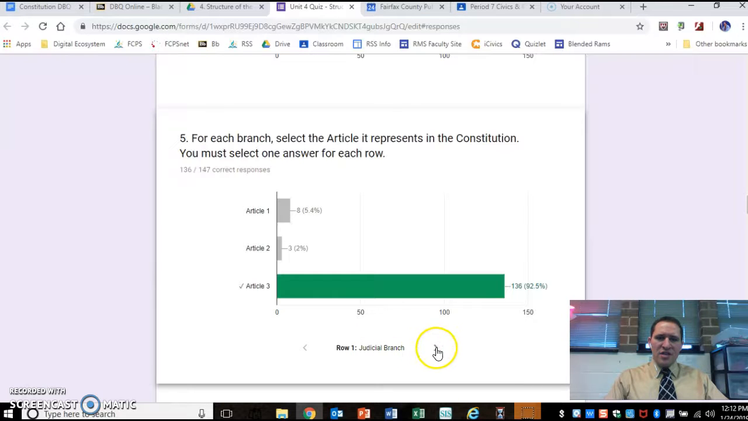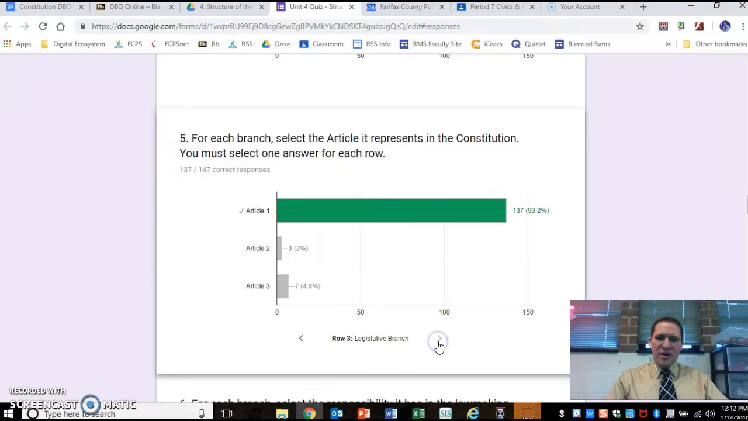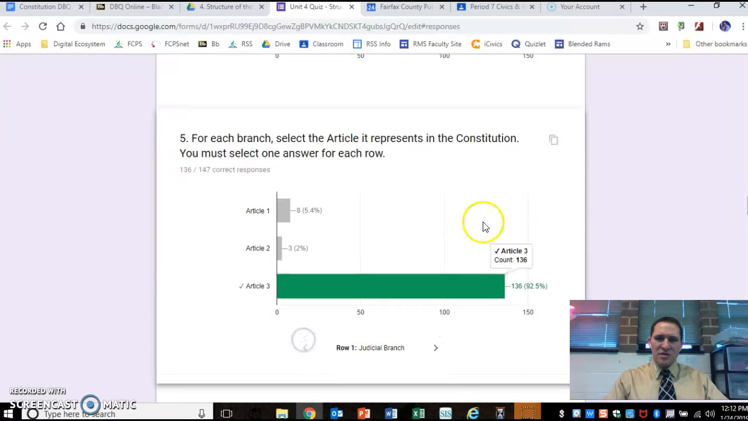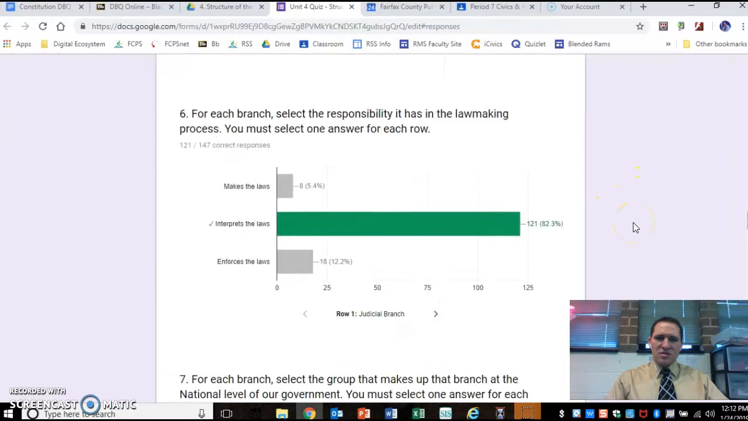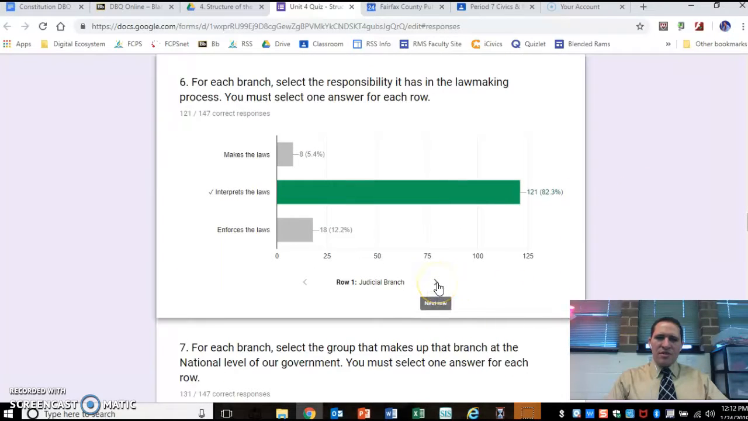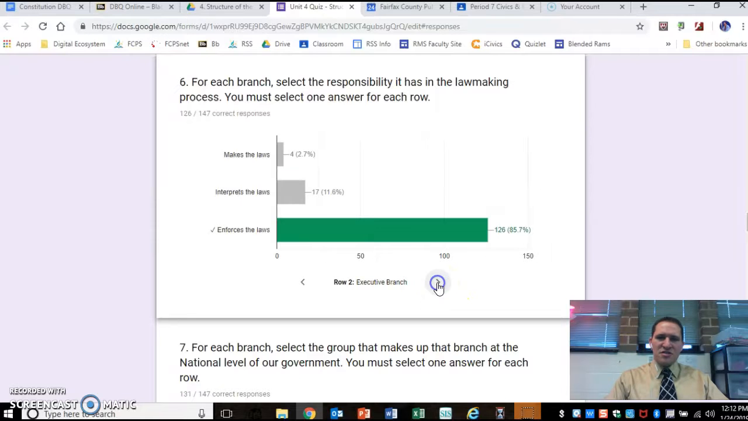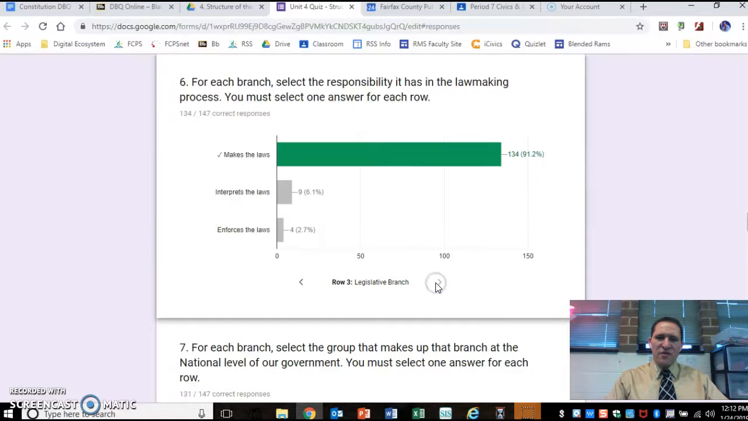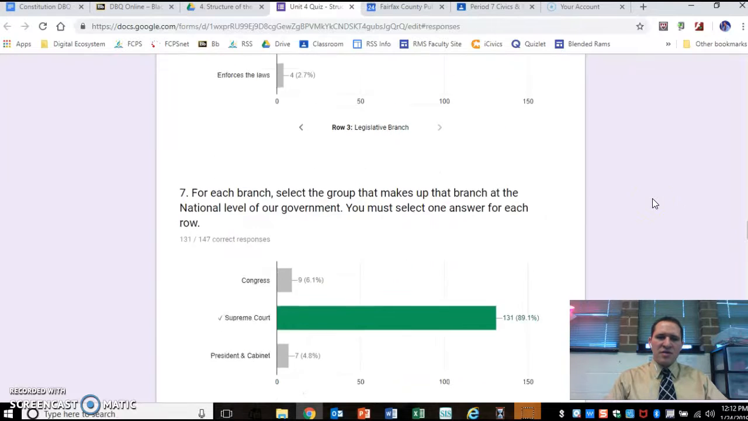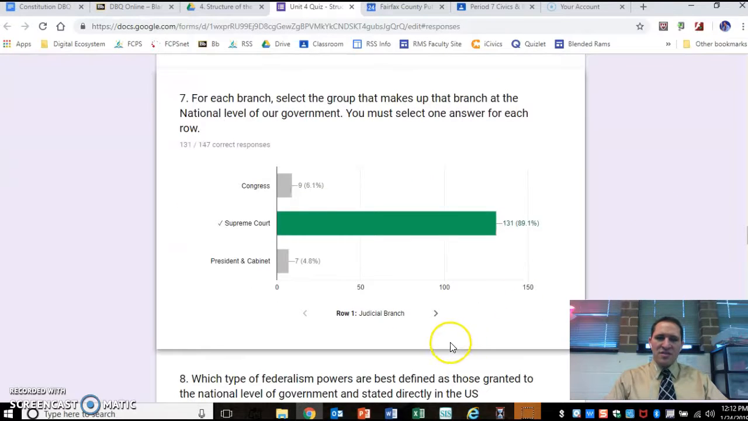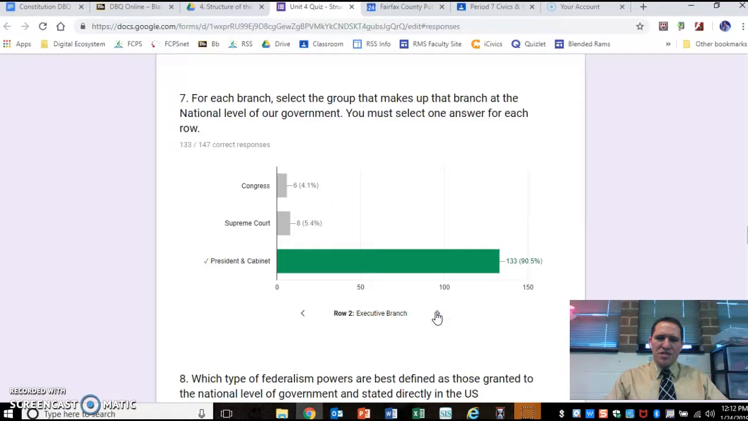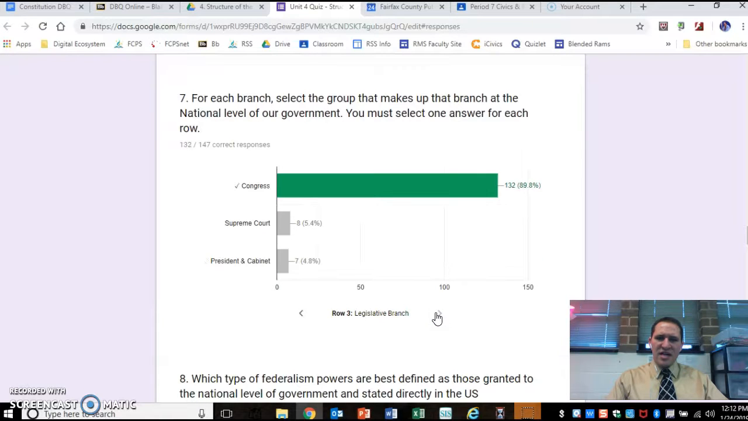Okay, here I can look at the three different branches, right? Let's eat jelly beans. Article 1 is let's, Article 2 is eat, and Article 3 is jelly beans. Okay, here's another one. The judicial branch interprets laws, 82%. The executive branch enforces, and the legislative makes laws. We had talked about that all leading up to this quiz. Actually, the day of the quiz, we reviewed that. Here we go with Supreme Court is the judicial branch. The executive branch is the president and the cabinet. And Congress is the legislative branch.